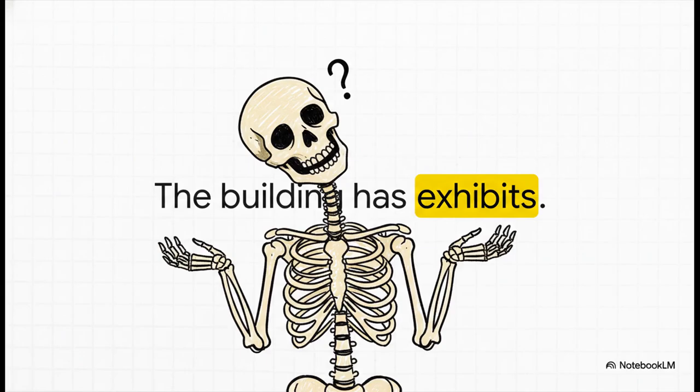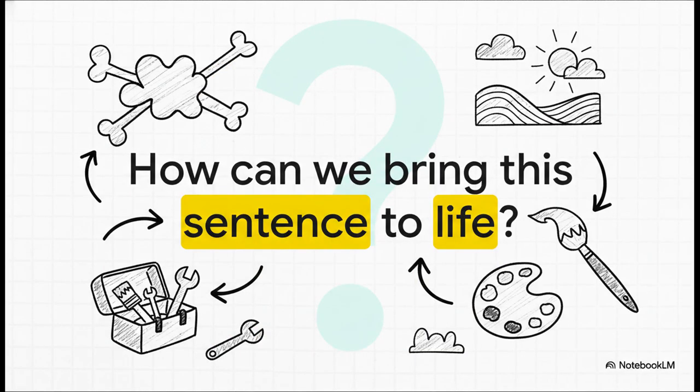This is our before picture. The building has exhibits. I mean, sure, it's a sentence, it's correct, it gives us a fact, but does it make you feel anything? Does it make you want to see these exhibits? Nah, it's basically the skeleton of an idea. So what is missing, right? How do we put some meat on these bones? How do we breathe some life into this thing? That's the puzzle we're going to solve together. We're about to build a toolkit that'll make our words actually paint a picture.